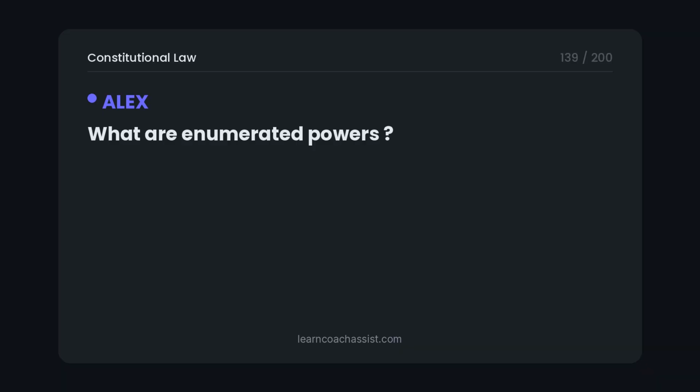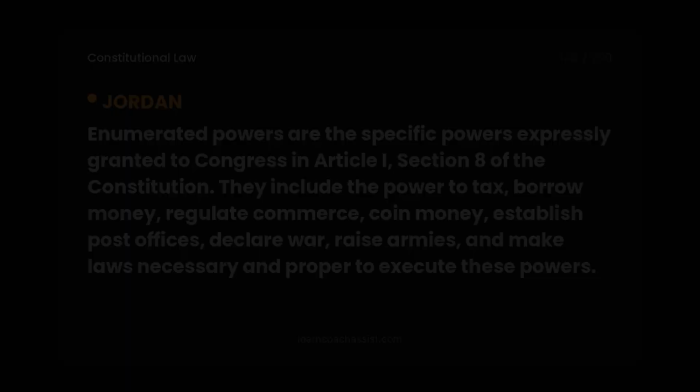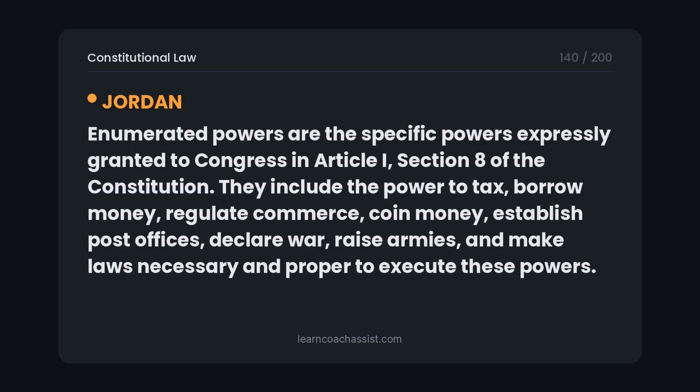What are enumerated powers? Enumerated powers are the specific powers expressly granted to Congress in Article 1, Section 8 of the Constitution. They include the power to tax, borrow money, regulate commerce, coin money, establish post offices, declare war, raise armies, and make laws necessary and proper to execute these powers.